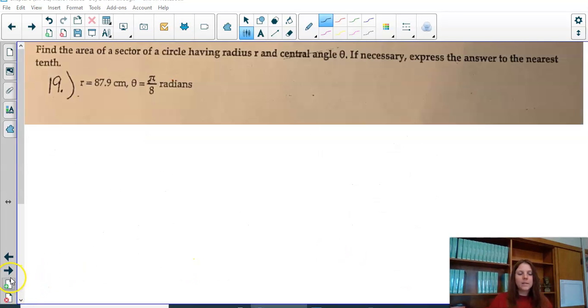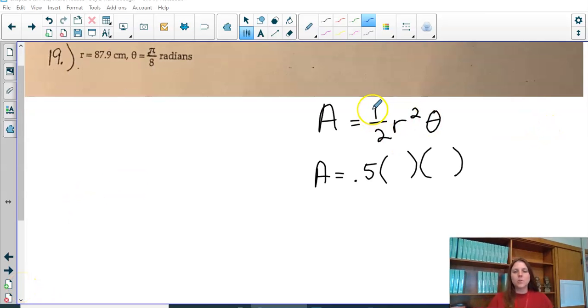The last three say to find the area of the sector of the circle. They give you the radius and the theta, and we have to find the area to the nearest tenth. You can see that I replaced 1/2 with 0.5 because I'm going to be typing this into the calculator. I'm going to put in the 87.9 in place of the radius. Don't forget you've got to square it. And then I'm going to put the pi over 8 in for theta.